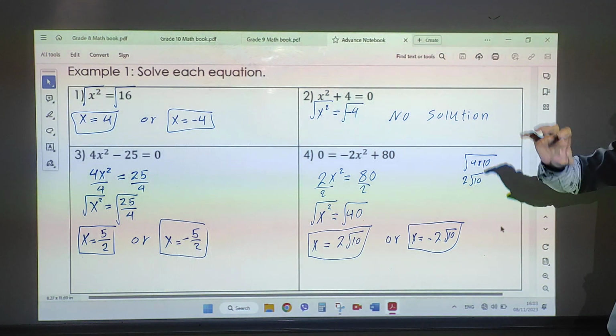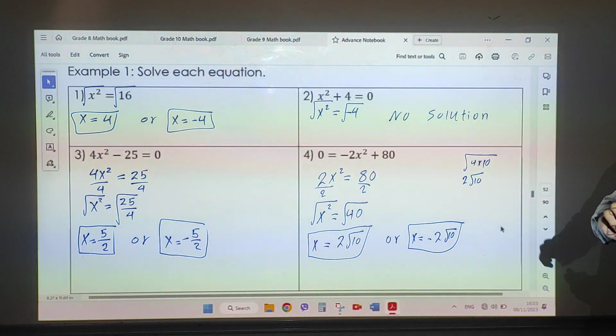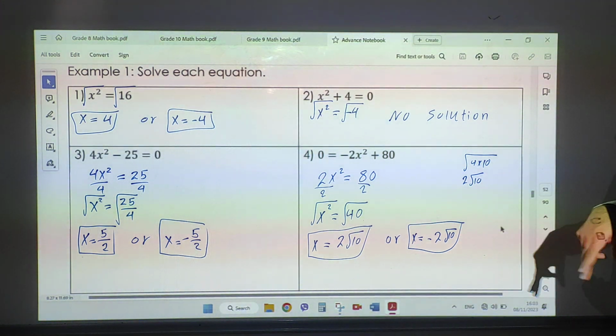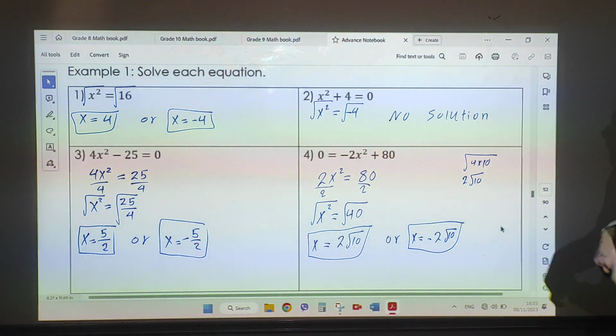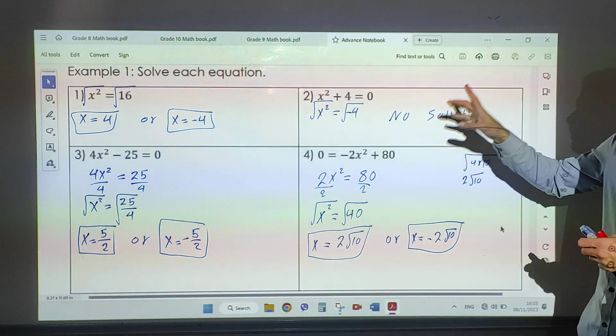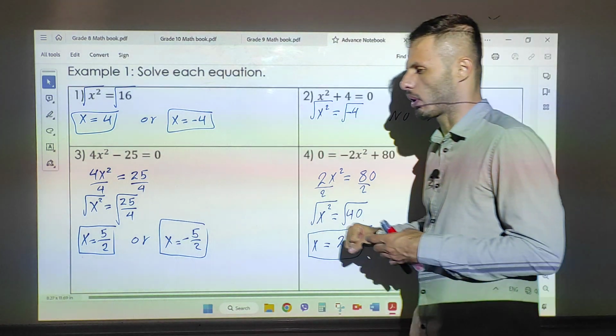If we have x power 2 and a number, we put the x power 2 on one side and the numbers on the other side, then we take the square root. But the next 2 questions, we have x power 2, we have x, we have a number. Let's see how we solve them.